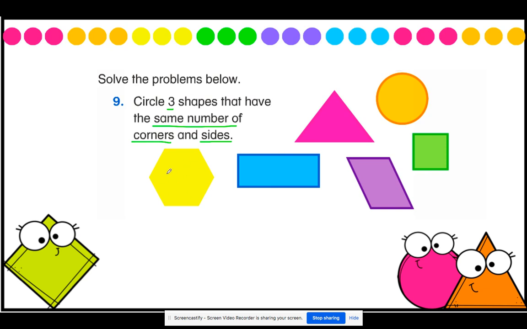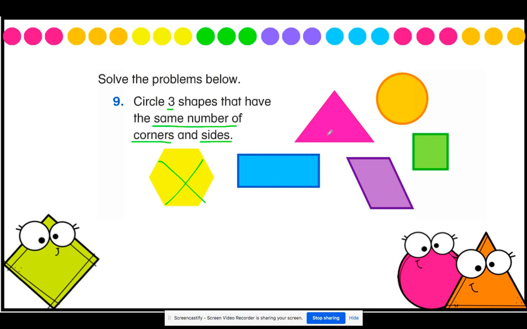We have a hexagon here in yellow. I have a triangle up here in pink. I have a circle here in orange. I have a rectangle in blue. I have another somewhat slanted rectangle here in purple, and I have a square in green. So looking at these shapes right now, we need to find the three shapes that all have the same number of corners and sides. Well, a hexagon has 6 sides and 6 corners. Do you see any other shape that has 6 sides and 6 corners? I hope that you said no, so the hexagon could not be a possible answer.